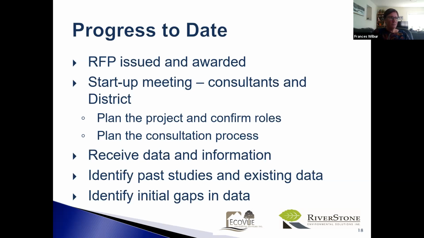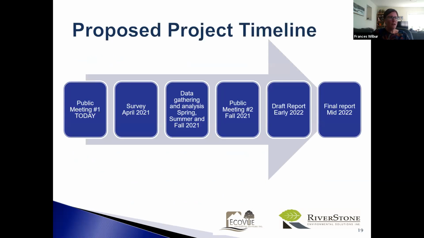If we could go to the next slide, Jess. So in terms of the project timeline, today is the first public meeting. We're launching a survey later this week where we are going to be collecting more data. Over the spring, summer, and fall, Al will be looking at data gathering and the analysis. We plan to have a second public meeting in the fall of 2021, and at that second public meeting is where you can expect to see some of the recommendations from the study. There'll be a draft report early in 2022, and the final report will be presented to the District Community and Planning Services Committee in mid-2022.